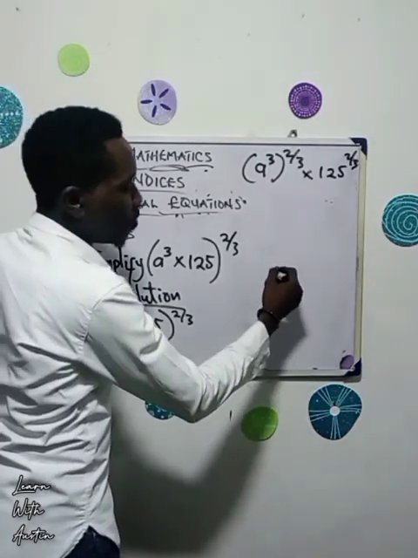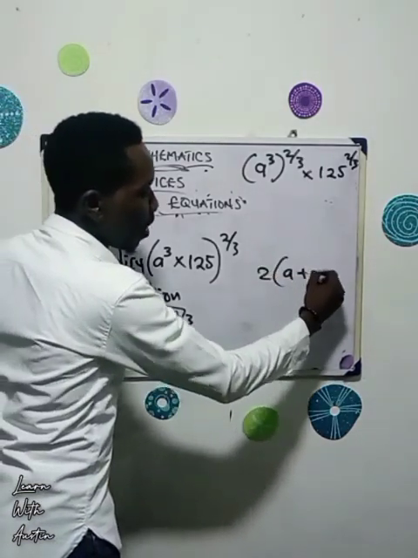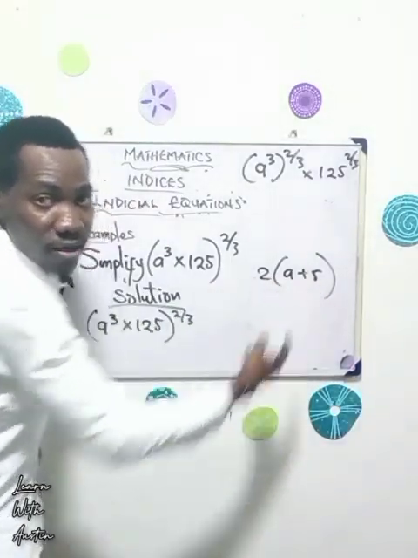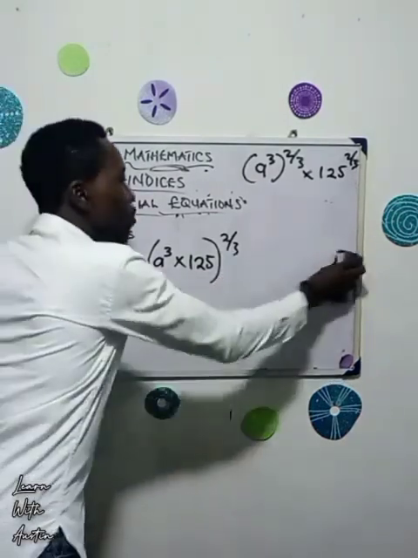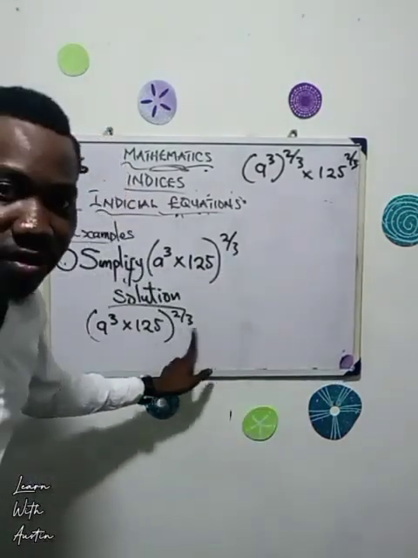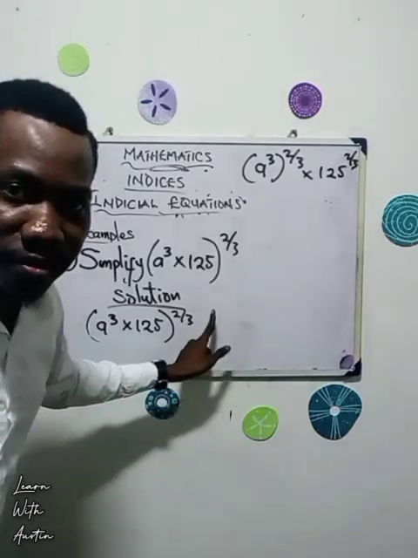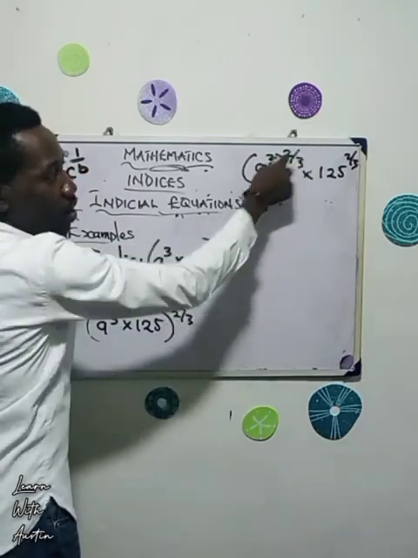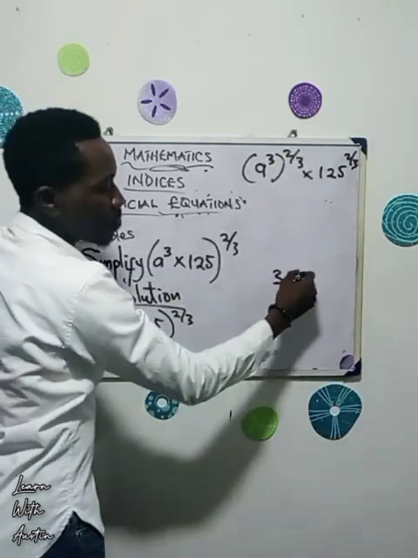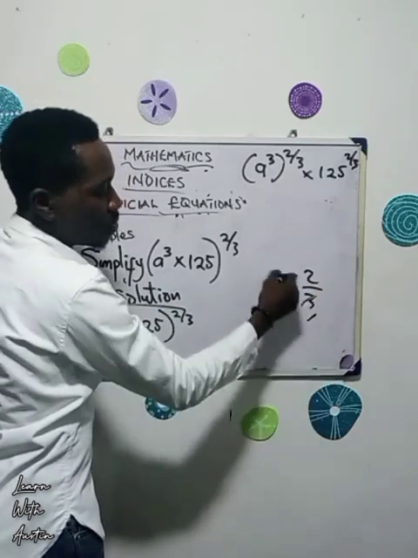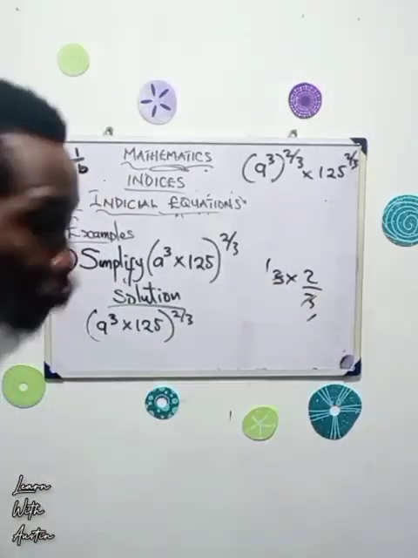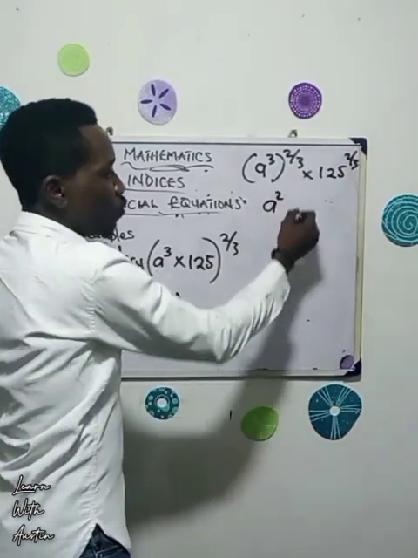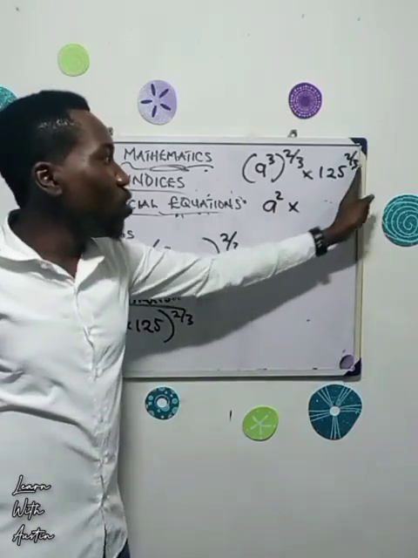So you have 2 in brackets, a plus 5. The 2 affects everything in the bracket: 2 times a, then plus 2 times 5. So this raised to power this, times this raised to power this. This power will multiply this power: 3 times 2 over 3. The 3s cancel, giving 2. So that's a raised to power 2, times this.